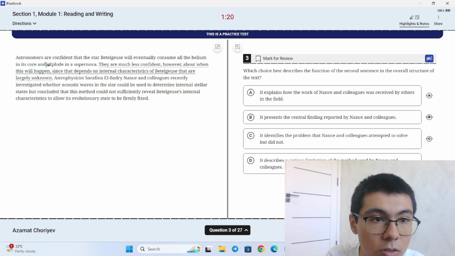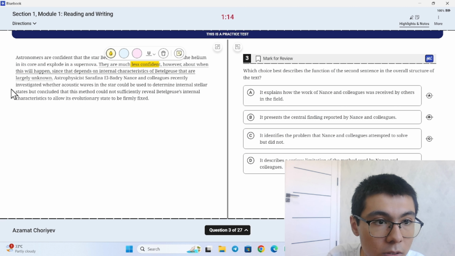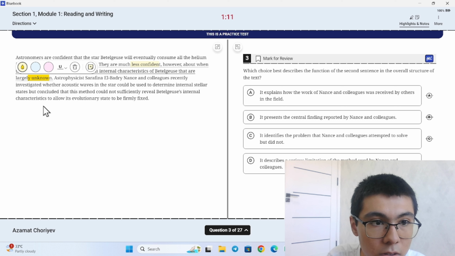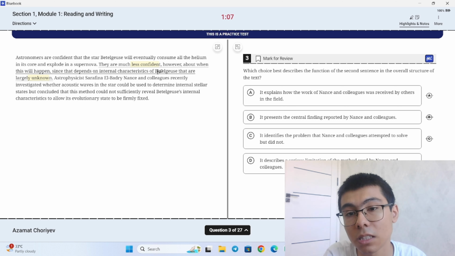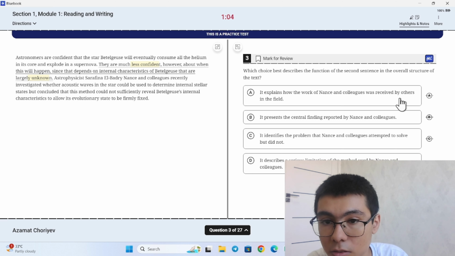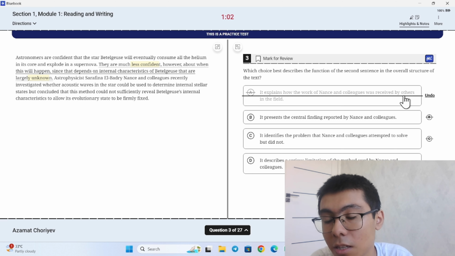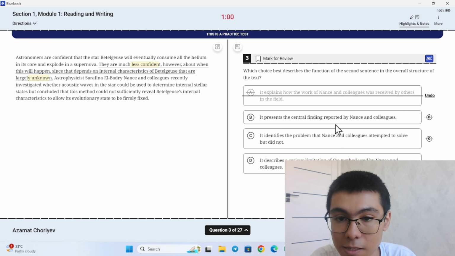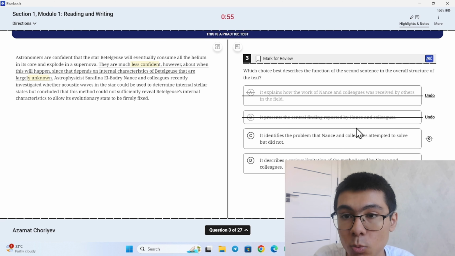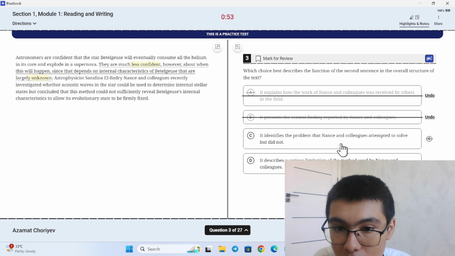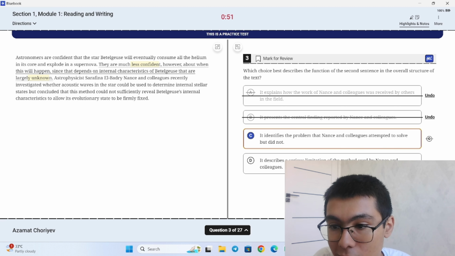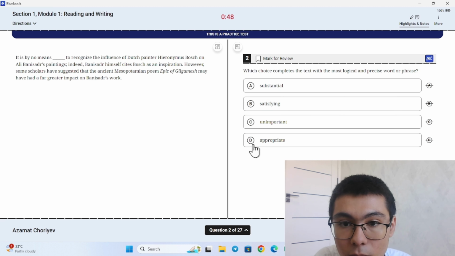Okay, I'm going to read it fast. Okay. So it's telling about what they're less confident about. No, nothing about others perceiving it. No, it's not the central finding. It's just talking about what they're less confident about. Yes. It's not the limitation of a method, by the way.